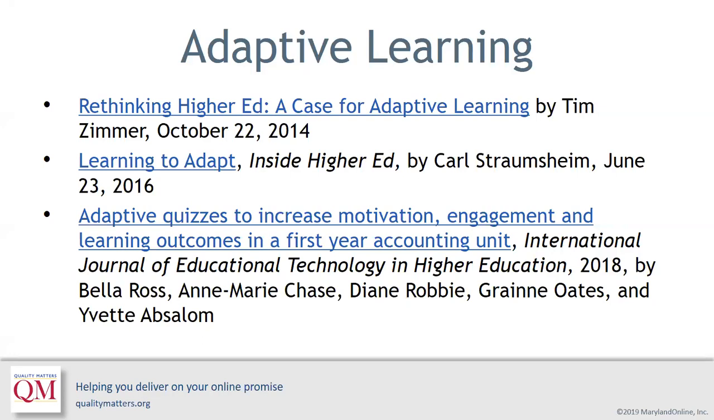Then there was also a study with tutorials presented using technology by Smart Sparrow in an engineering course at the University of New South Wales, and that led to a 55% decline in dropout rates. So those are good ones. And then there's this article on adaptive quizzes, or I'm sorry, Learning to Adapt by Carl Stromsheim, which found a slight positive effect on student grades. And this last article on adaptive quizzes found that student scores did not increase significantly, but students' motivation and engagement in the courses did increase.